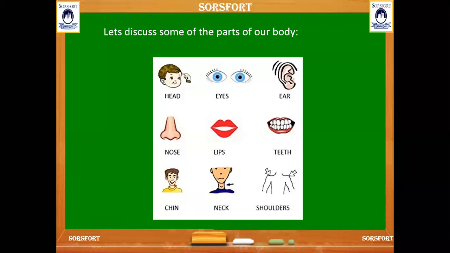And here is the nose, which we use to smell things. And these are our lips in our mouth, which help us to speak. Here are our teeth. Count your teeth. How many do you have? These help us to chew the food.